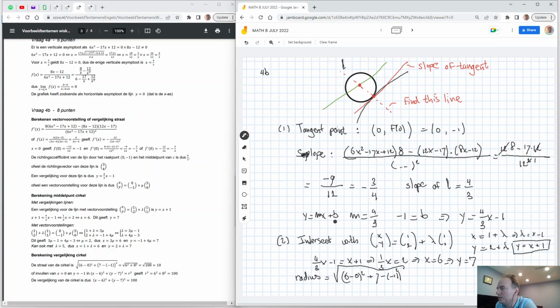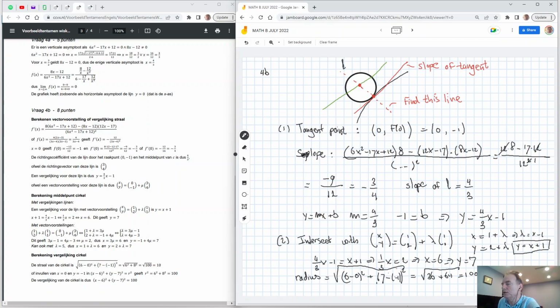A little bit out of space here, and this doesn't make any sense, sorry. Seven minus -1, and that whole thing squared. So that's 36, and 8 squared, which is 64, and then the square root of 100 is 10.